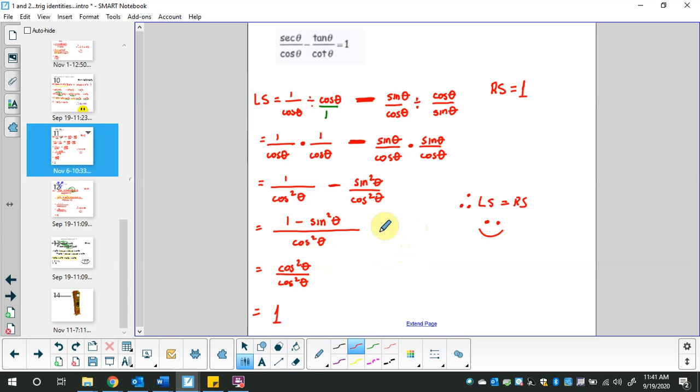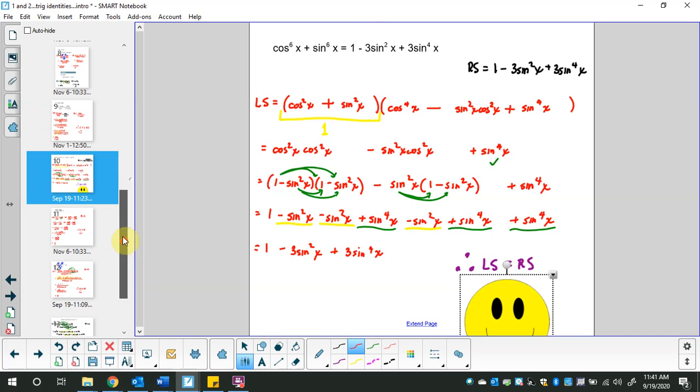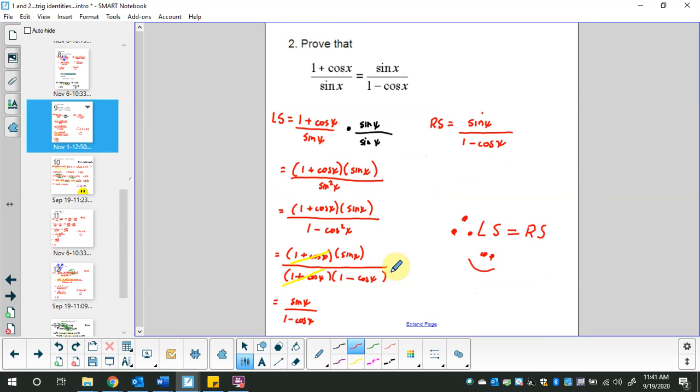We'll be doing more later. Remember, there are 28 or 29 of them. More foiling, more collecting, more replacement, strategy of looking at both sides and saying, what do I need? And also factoring. So there are some factoring questions. You do have to recognize it.